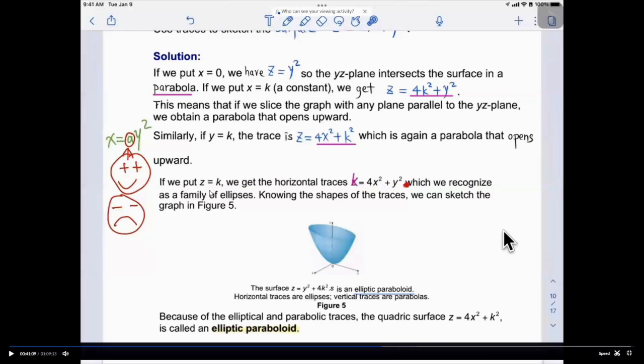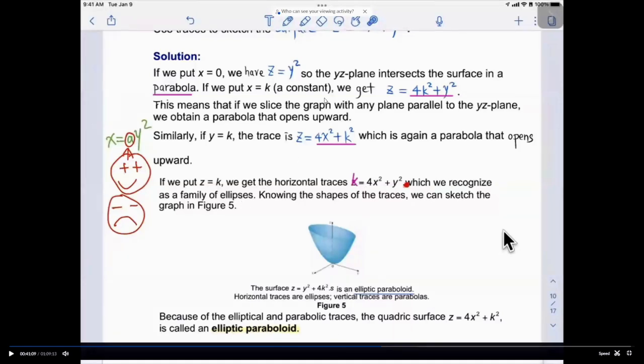Now, we're going to set the variable z equal to a constant, and then you just replace the z here by a constant. And looking at this, what does it represent? What do you think? Ellipse. It has to be an ellipse because the coefficient for x squared here is 4 and here is 1. They don't have the same coefficient, right? So it's going to be an ellipse.